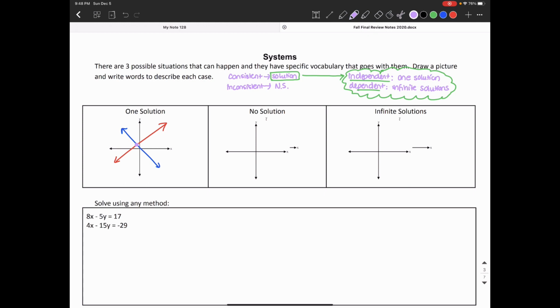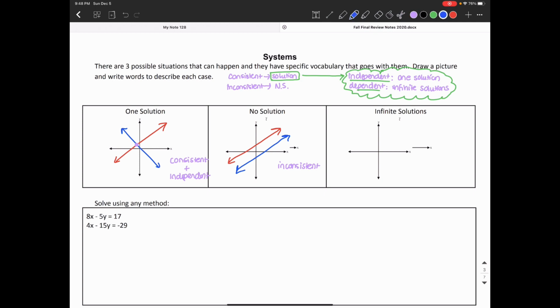So for this, I know it has a solution, so it's consistent. And I know that it has one solution, so it's independent. Okay, for no solution, that would look like two lines that are never going to intersect. They never intersect, so they're parallel to each other. That would mean it is inconsistent. It doesn't have a solution. Inconsistent. And then I don't have to specify if it's independent or dependent because it doesn't have a solution.